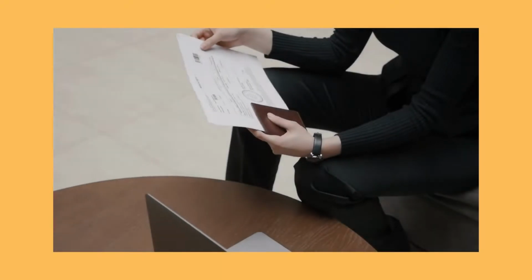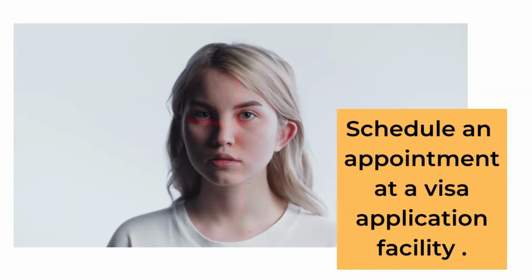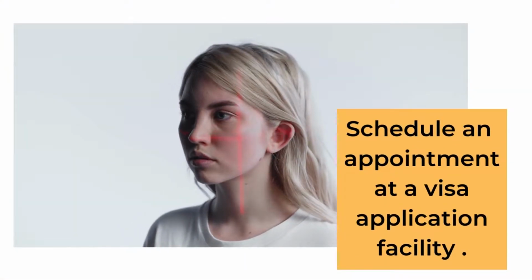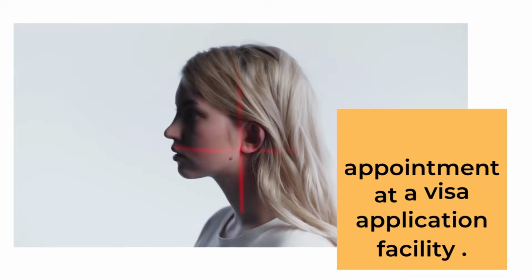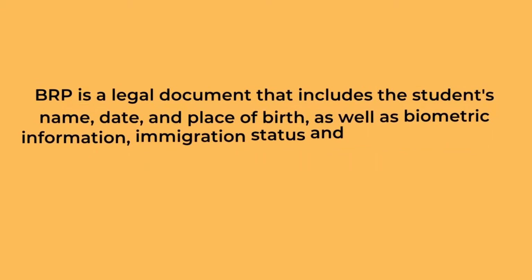Biometric information. When a student files a visa application, they will be requested to schedule an appointment at a visa application facility to give biometric data, fingerprints and a photo. The student will be able to receive their biometric residence permit, BRP, after they arrive in the UK.